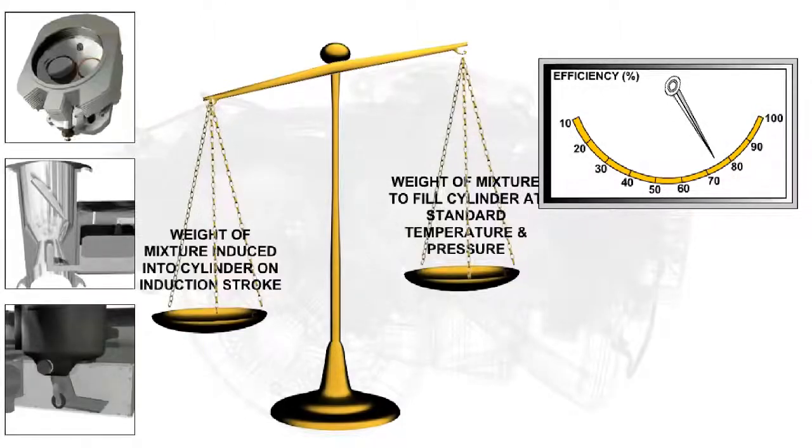Volumetric efficiency is affected by the size of the intake manifold, the carburetor throat, valve timing, and cylinder head design. All of these items affect how much mixture will flow into the cylinder.